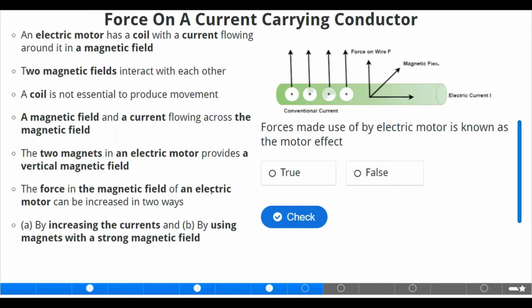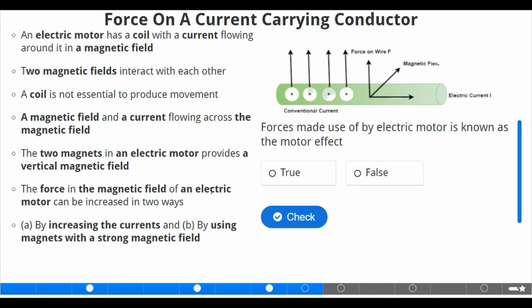Now, first, on a current carrying conductor. An electric motor has a coil with a current flowing around it in a magnetic field. Two magnetic fields interact with each other. A magnetic field and a current flowing across the magnetic field. The two magnets in an electric motor provide a vertical magnetic field.